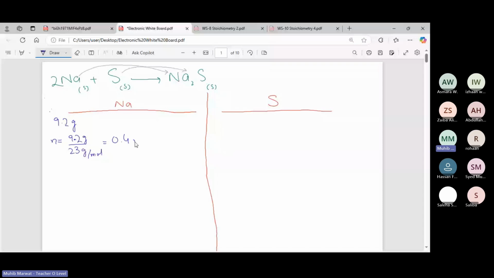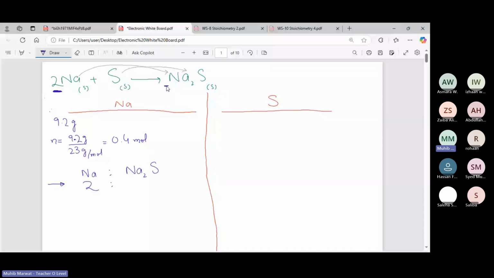So in the next step, we are going to compare sodium with sodium sulfide, right? This is given data, this is required data. As we have discussed yesterday, according to the balanced chemical equation, 2 moles of sodium react together to form 1 mole of sodium sulfide.